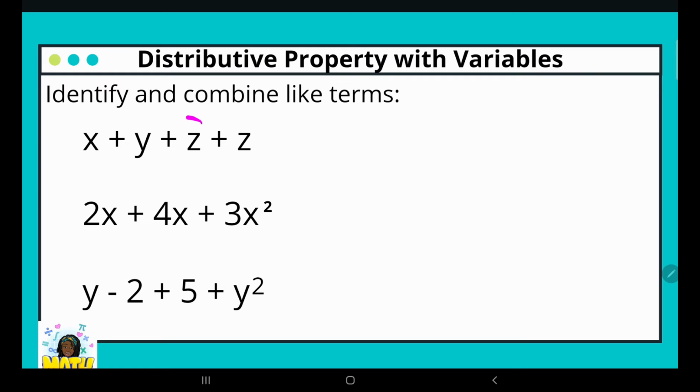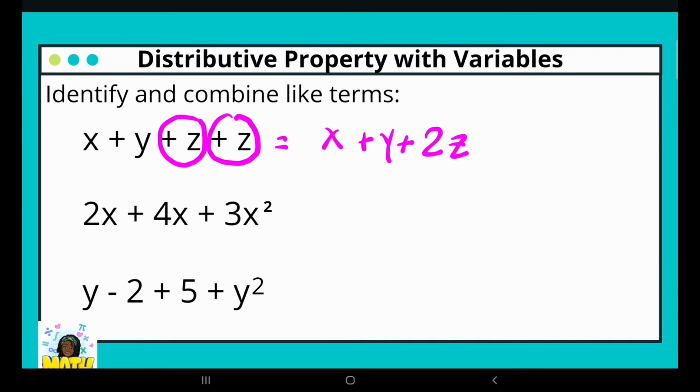When I circle my like terms, I include my sign. We'll talk more about this when we get to integers. So this is a positive Z and a positive Z. When I combine those together, it gives me 2Z. Then I rewrite whatever is left: X plus Y. Now I cannot combine anything else because they're unlike terms. My X could be apples, my Y could be grapes, my Z could be oranges. I can't combine them. They're different types of fruits.